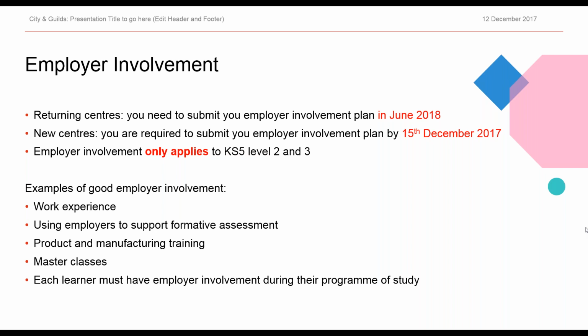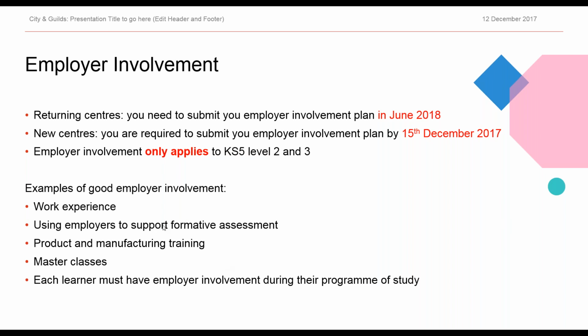Your employer involvement plan is only a plan. Okay? It's what you are intending to do. You don't have to state what each learner has done until June. Examples of good employer involvement is work experience. If you are doing this under a programme of study, then you will have to do your employer involvement activities anyway. It's a done deal.